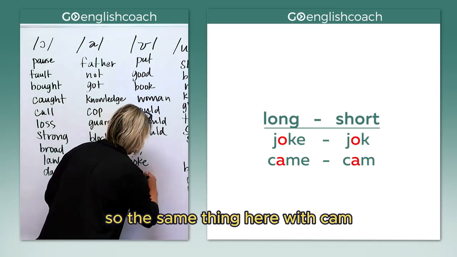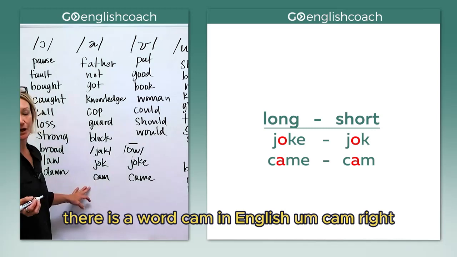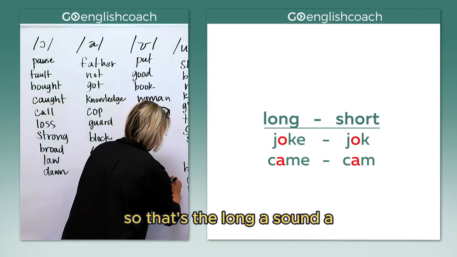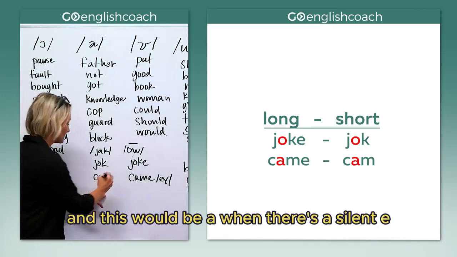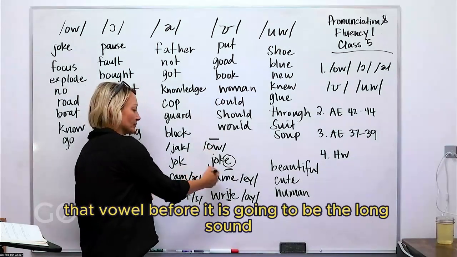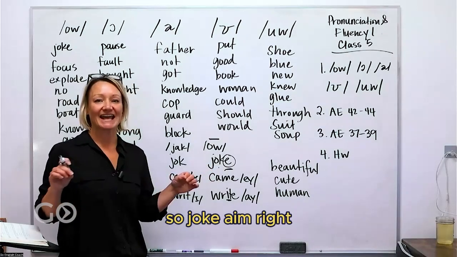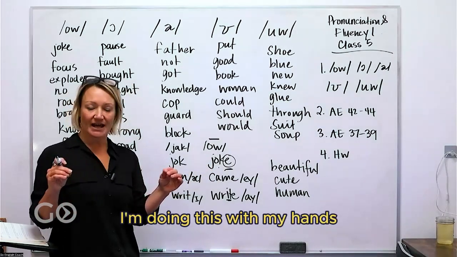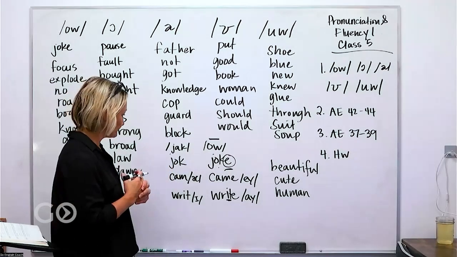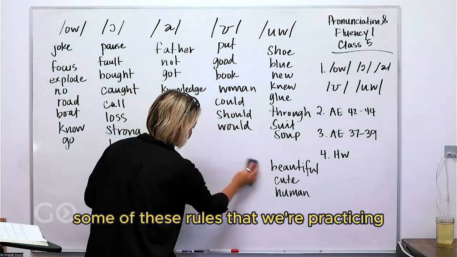So the same thing here with came. If there's a word like cam, there is a word cam in English. Came, right? So that's the long A sound, and this would be the short sound. When there's a silent E, that vowel before it is going to be the long sound. So joke, came, right. I'm doing this with my hands so you can see the length of the vowel sound, okay? Well, that's just an example for us here. So just keep in mind some of these rules that we're practicing.